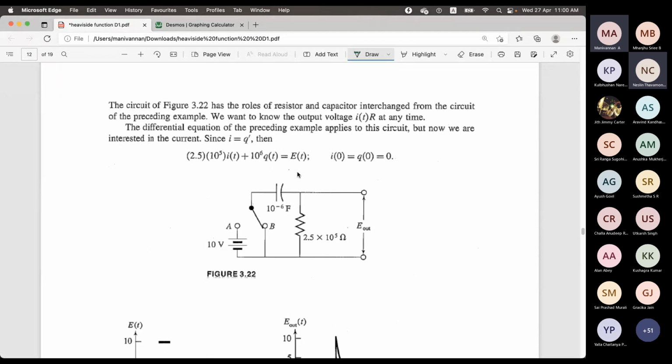Consider the differential equation. Here the same on-off conditions. Here the resistance is 2.5 into 10 to the power 5 ohms, capacitance 10 to the power minus 6 Farad, and 10 voltage.